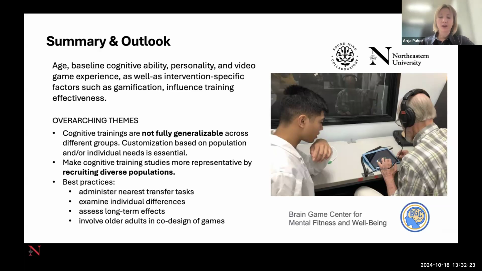We should make more effort to recruit diverse populations, as stated by Dr. Rebok. And I would suggest administering these nearest transfer tasks to get a glimpse of how participants are doing, because if they're not able to even show gains on these nearest transfer tasks, then we really shouldn't expect any far transfer effects. We should continue to examine individual differences. I didn't talk about this very much, but it's very important to assess long-term effects with follow-up sessions, and to get the best results with gamification, especially with older adults, it is important to involve them in co-design.